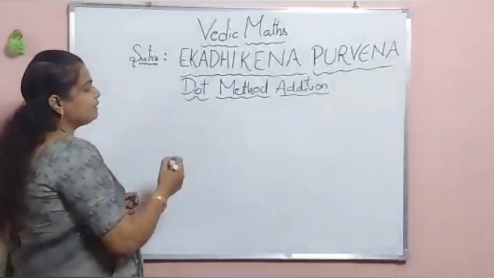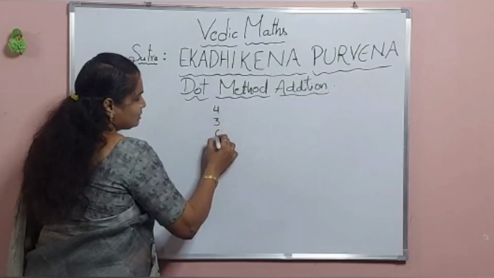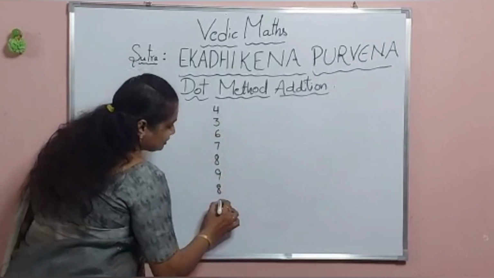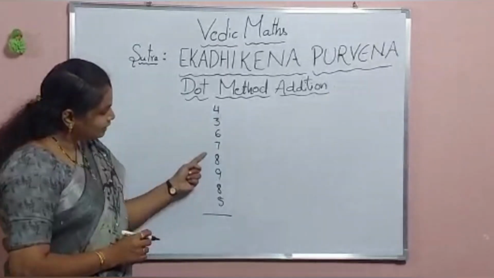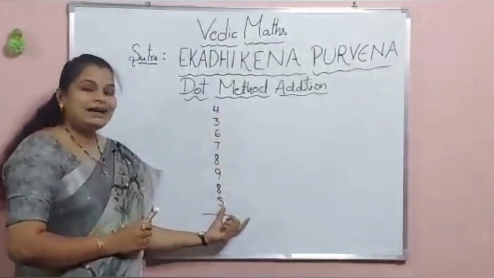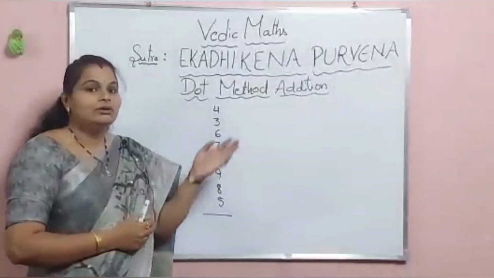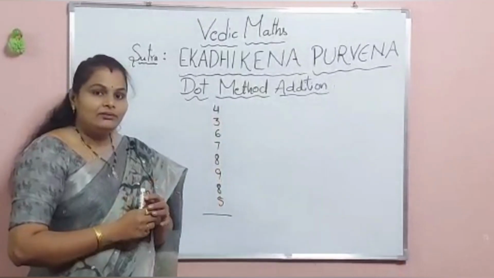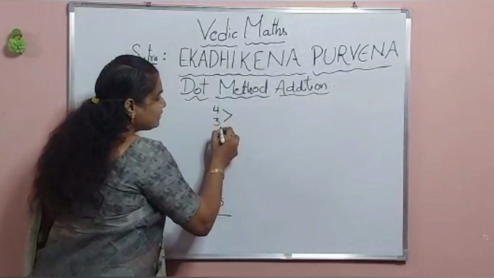So now let me take one example here. I am taking 4, 3, 6, 7, 8, 9, 8, 5. In total, I have taken 8 numbers. Before adding these, in general traditional addition, how will we do it? We'll count number by number. Here, instead of that, we have to add two numbers at a time.